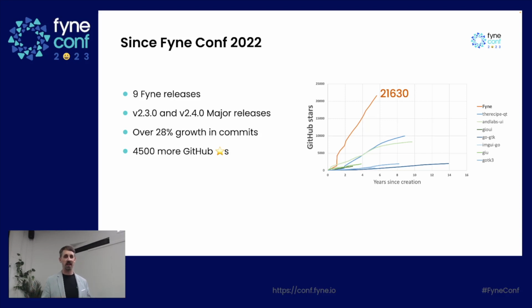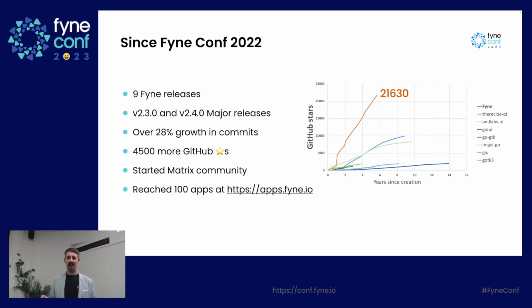4,500 more than last year, which put us not only past the 20,000 mark, but also the 21 and the 21.5, if that is a thing. We also expanded the community. We have a Matrix server up and running now for people who don't like any of the social channels that we were previously on. And the apps listing site just last week reached 100 open source applications that developers have promoted from the work that they have been doing.